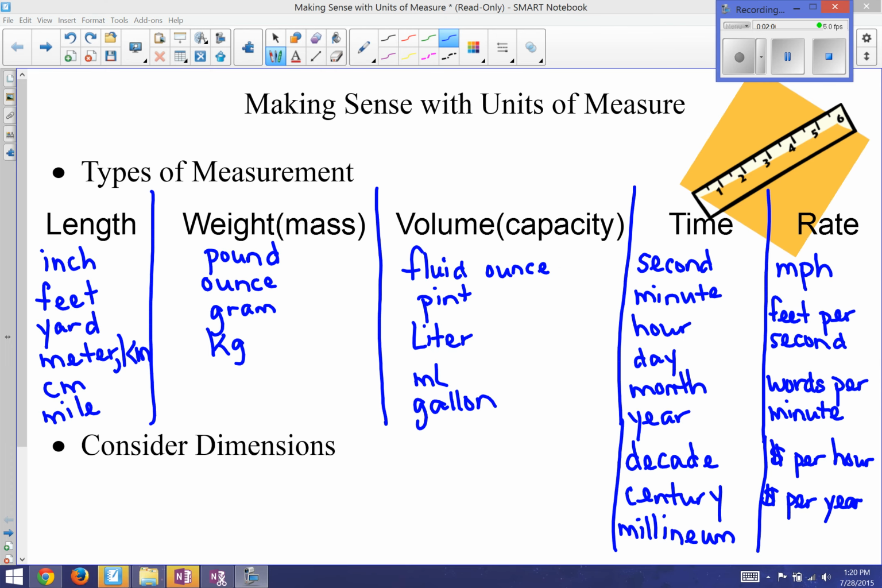For length, maybe you thought of things like inches, feet, yards, meters, kilometers, centimeters, a mile. So there's lots of different units that we use for each of these. So look at what we've said for weight, volume, time. I got a little carried away with the time. I was just going in order there. And then with rates, miles per hour, feet per second, even words per minute, like how fast you can type, how much money you make per hour, how much money you make per year. Those are all rates as well.